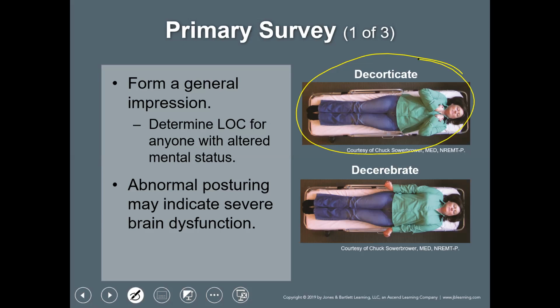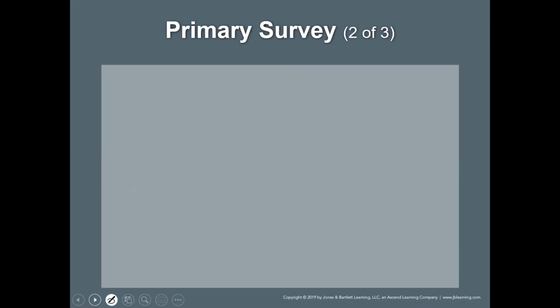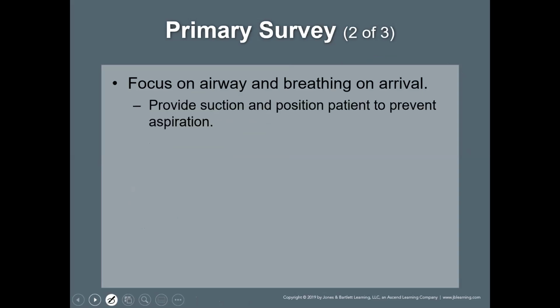And the decerebrate, you can see their arms are extended outward. So core, decorticate to your core. Decerebrate would be posturing with their hands and feet extended. Are they doing that? And that's kind of in your general impression. And then focus on the airway and breathing. Can they maintain their airway? Is it clear, open, and patent?